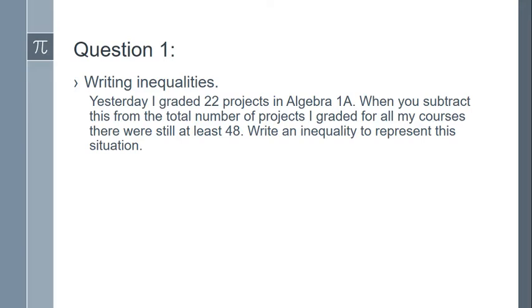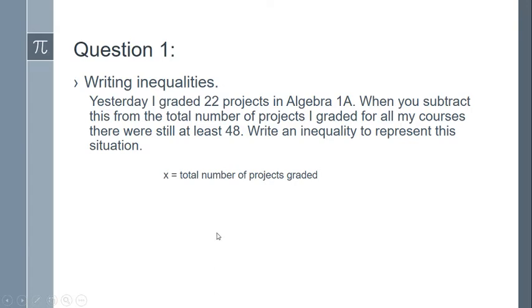All right, so the very first thing I need to do is find out what I need to represent with a variable. So I'm reading through the problem and asking myself, what is the unknown? Right here, it tells me how many I graded yesterday. It tells me how many I graded at least for all my courses. What we don't know is the total number of projects that I graded. So that's what I need a variable for. So I'm going to define x to be the total number of projects graded.